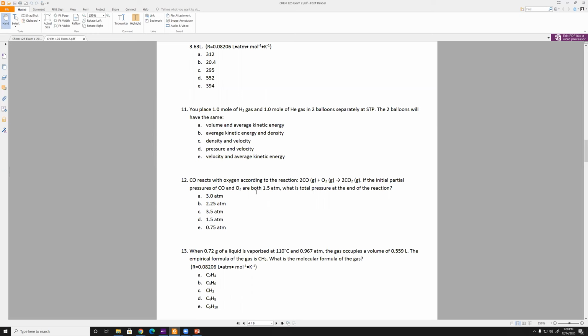Okay, so what is the total pressure at the end of the reaction? The initial partial pressures of CO and O2 are both 1.5. How much will it make? So we know 2 atm of CO reacts with 1 atm of O2 to make 2 atm of CO2. Here we have 1.5 of each. That means the CO is limiting because it requires 2 moles. This one would run out first. If you had 1 mole of each, the CO would run out first.